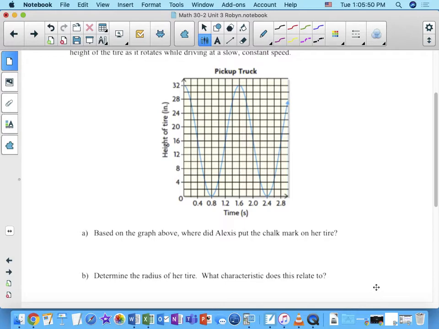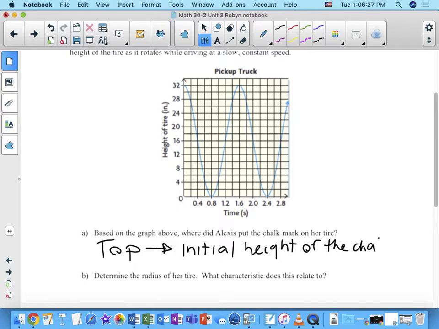Do you think she put it on the bottom, in the middle, at the top, somewhere in between? What do you think? The top? Yeah, it's at the top. How do you know? That's where it starts at. Yeah, when she starts driving, the chalk mark is at the top. Yes. So it's at the top. And that's because that's the initial height of the chalk mark.